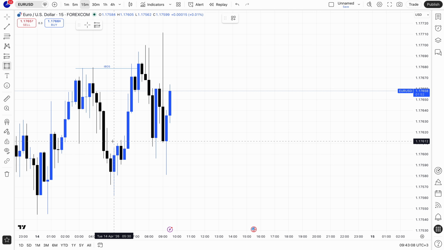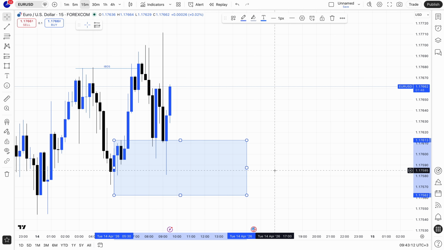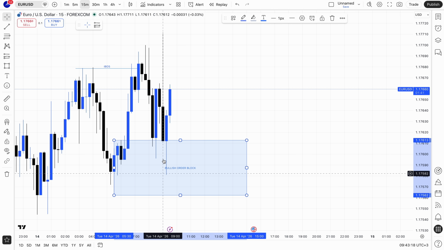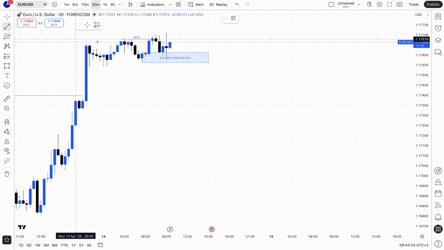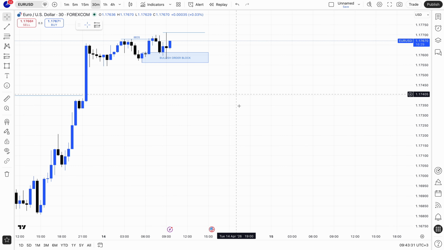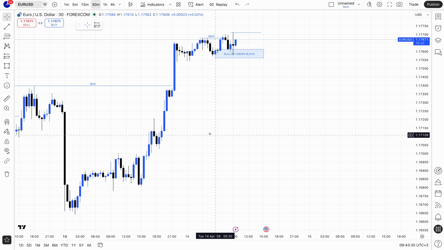Same setup, same everything. Then the price came, tapped into our order block. You can see we had a clean one. Tapped into our order block from here. Then we had a nice reaction from here. Now you have to wait for our final confirmation. We need to see the price, a 30 minutes candle, come and close above here. And that will be our confirmation, right?